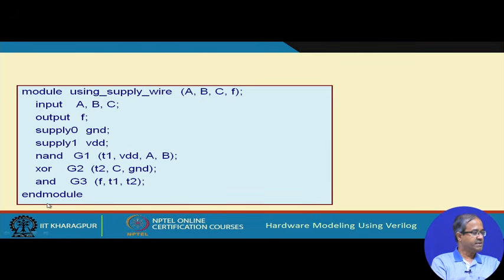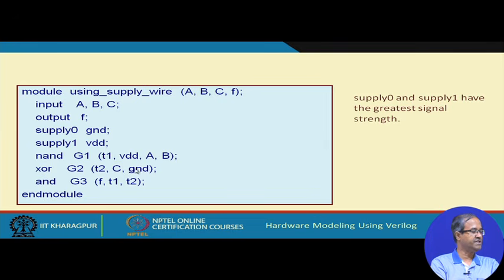So, let us take another example where we have also used supply lines, supply 0 and supply 1. You see, I have defined a variable called VDD which is connected to supply 1, a variable called ground which is connected to supply 0, and we have instantiated 3 gates: NAND, XOR, and so on. For some of the inputs I have used VDD and ground also. This I can do if I want. Just an illustration of how you can use the supply wires.